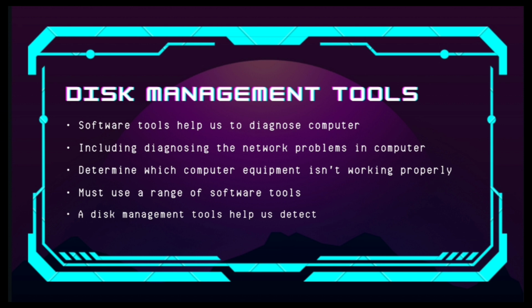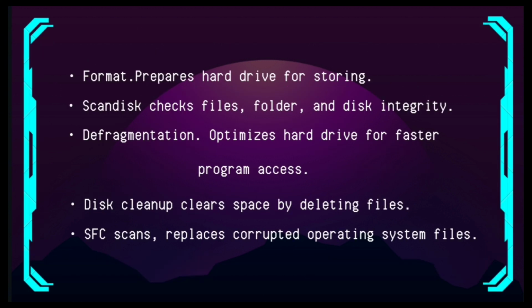Disk management tools help detect and correct disk errors, prepare a disk for data storage, and remove unwanted files. The following are the things that you must remember. First is format. This prepares a hard drive to store information. Second is scan disk or CHKDSK. This checks the integrity of files and folders on a hard drive by scanning the file system. These tools might also check the disk surface for physical errors.